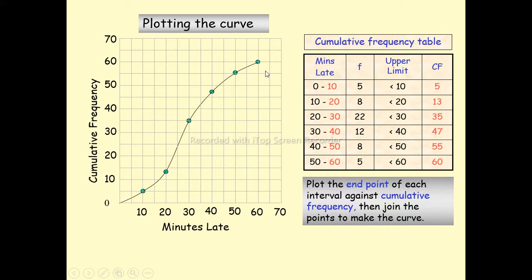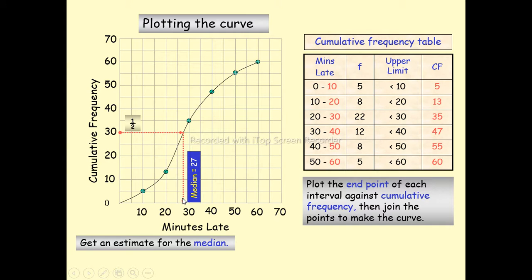For the homework, I also wanted you to construct a curve with it, not just give me the cumulative frequencies. Remember that then we need to find the median. The median is going to be half of 60, and that's 30. But the x value corresponding to 30, it's going to be 27.